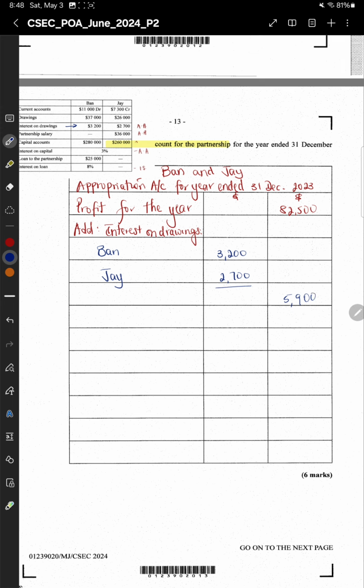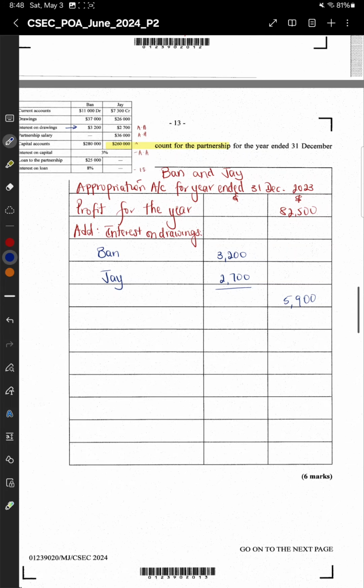Right, so I think we are going to be short of space. Anyway, I'm not going to add this because we might not have enough space to do the rest of the calculation. Anyway, let's do partnership salary. This went to J, and this is $36,000.